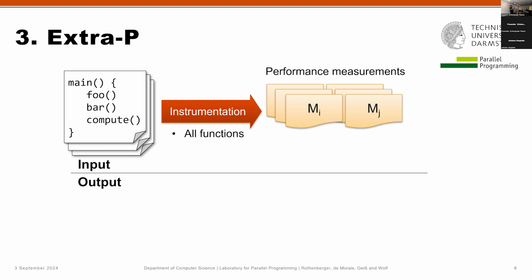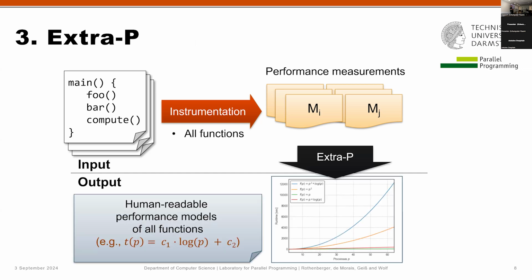That could be runtime, for example, or memory usage, or some noise-resilient metrics such as the number of bytes being transferred, and so on. Once you get these measurements, you can input them into Extra-P, and you get performance models showing how each function varies with the parameters you have. These performance models are human readable, which makes it very useful and easy for all developers to try to improve the code using our tool.